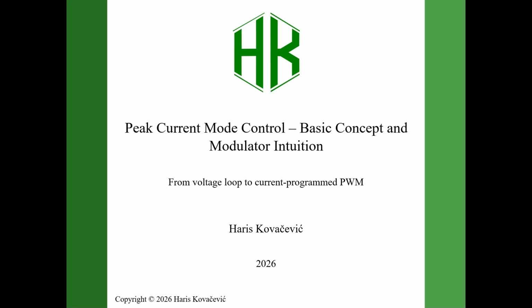In this video, I want to introduce peak current mode control, one of the most widely used control techniques in modern DC to DC converters. The goal here is not to design or tune a controller, instead, we will focus on building intuition. We will start by looking at the overall control loop structure of a peak current mode controlled buck converter, and then we will zoom in on the peak current mode modulator itself to understand how current programmed PWM is actually generated. By the end of this video, you should clearly understand how a voltage error is translated into a peak inductor current, and how that current directly controls the switching action.